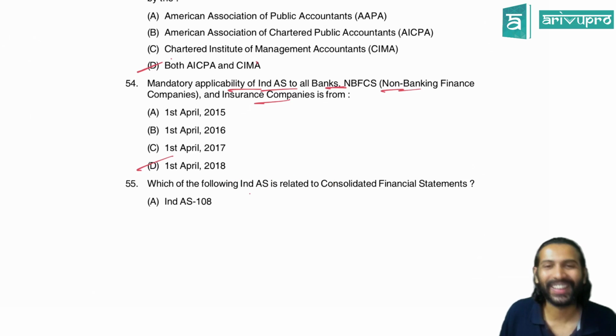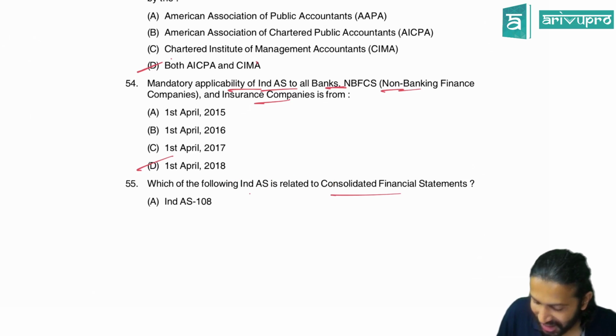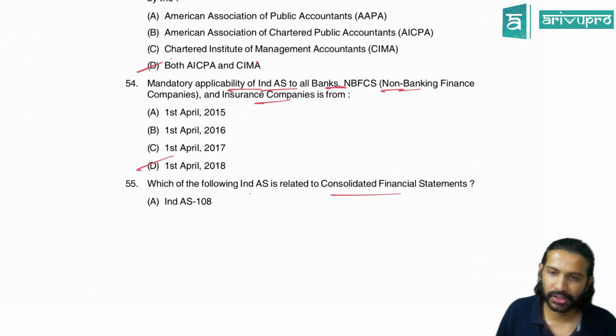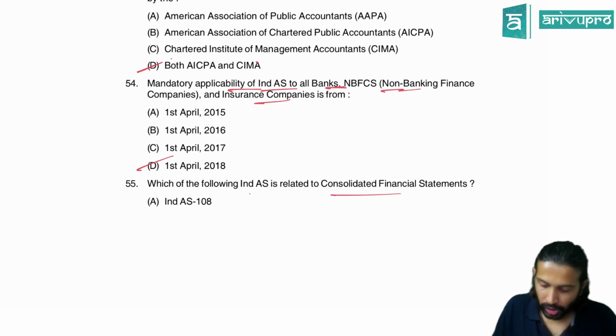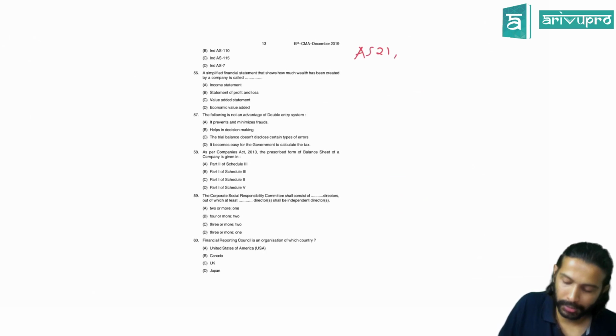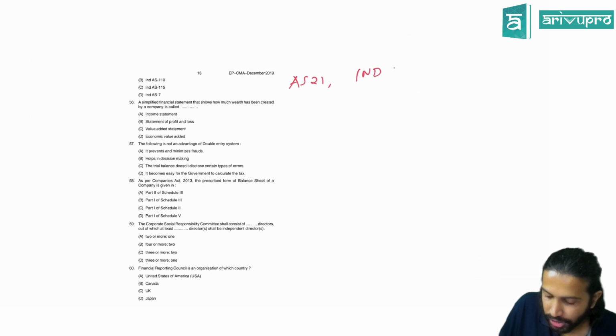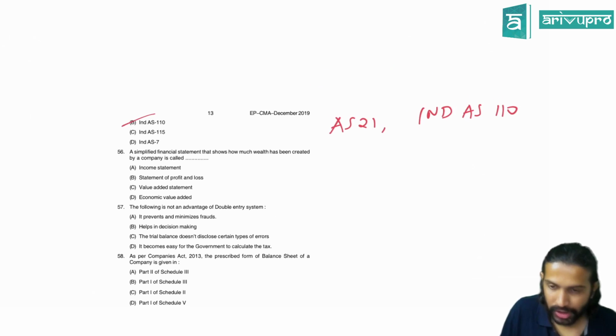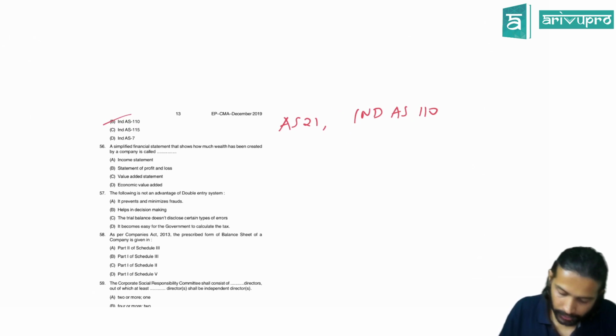Which of the following Ind AS is related to consolidated financial statement? Which Ind AS talks about consolidated financial statement? AS 21 talks about consolidated financial statement and Ind AS 110 talks about consolidated financial statement. So it should be B. Okay, AS 21 and Ind AS 110, they address consolidated financial statement.